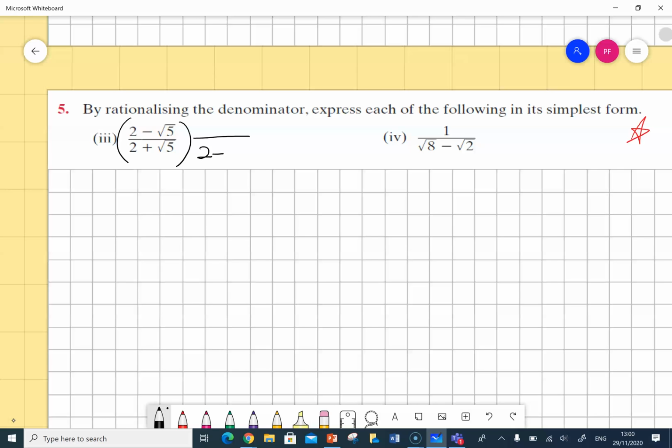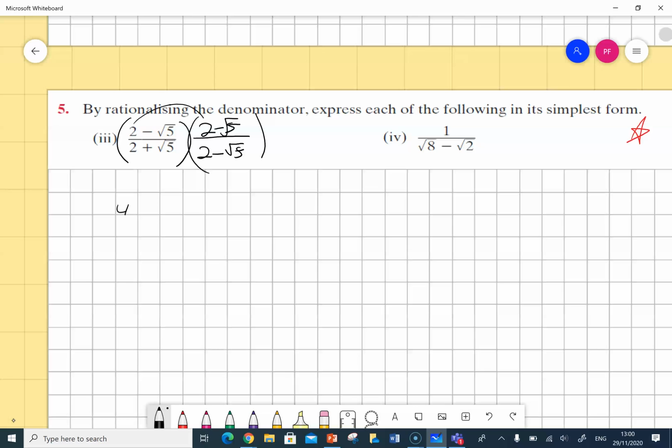So I've got 2 minus root 5. But if I multiply the bottom by 2 minus root 5, I multiply the top by root 5. So literally this is a learned technique. You take what's on the bottom and you change the sign of the square root part and you multiply in. Remember, it's back-to-back brackets now.